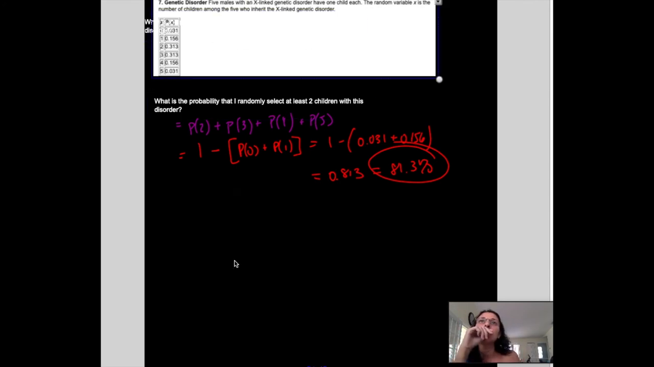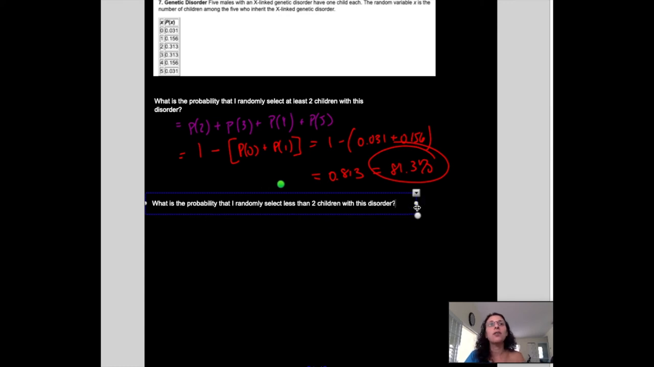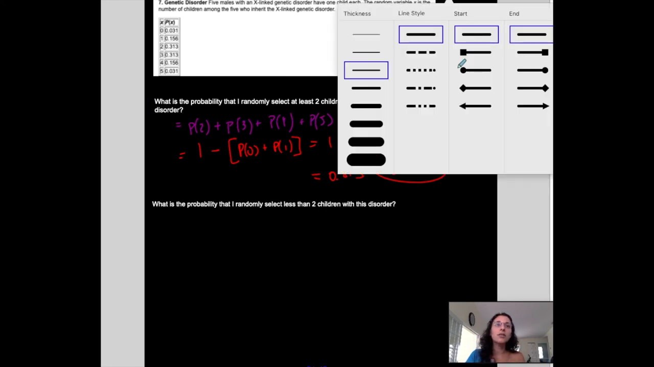Well, let me see, here's another one. What is the probability that I randomly select, let's look at this, at least, how about this? Less than 2 children with this disorder. My suggestion, when you have these type of questions, here's what you should do every time. Go straight directly to the question, right?